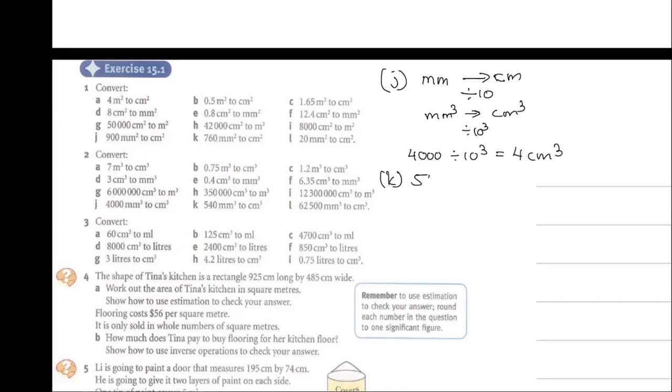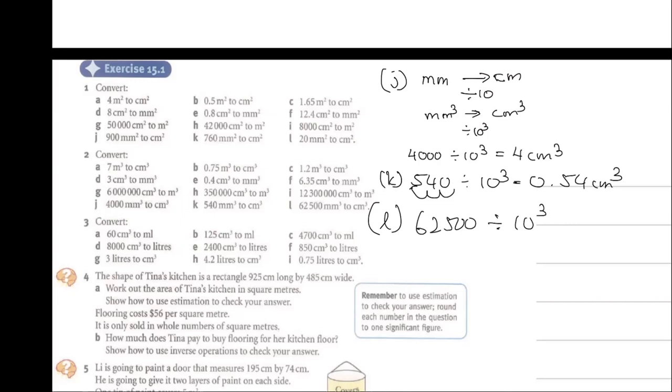K, 540 divided by 10 cube. 1, 2, 3. Answer will be 0.54 cubic centimeters. L, 62,500 divided by 10 cube. 1, 2, 3. 62.5 cubic centimeters.